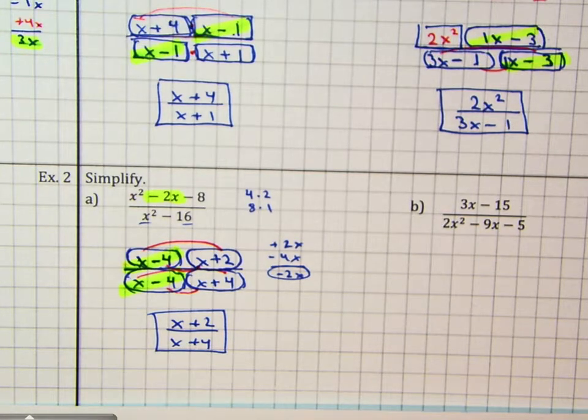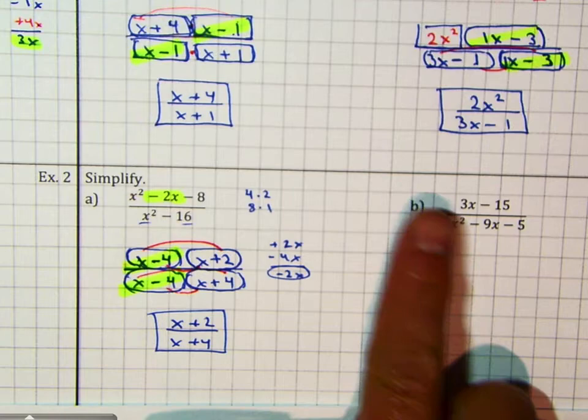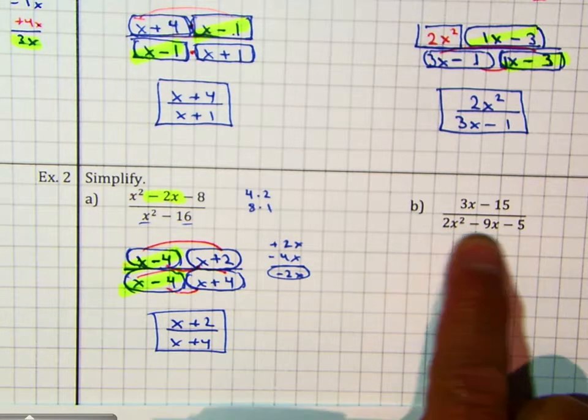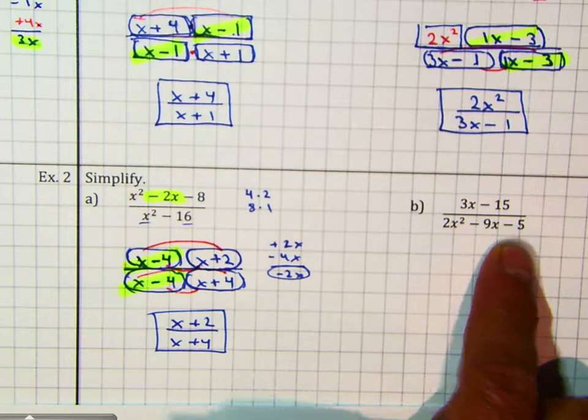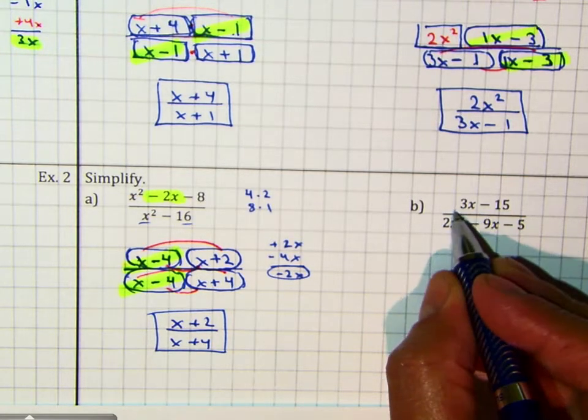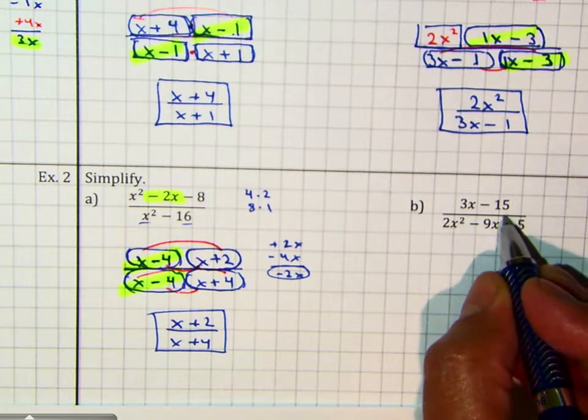For letter C, we have a binomial over a trinomial. I need to factor this denominator first, a binomial. So what can I do?